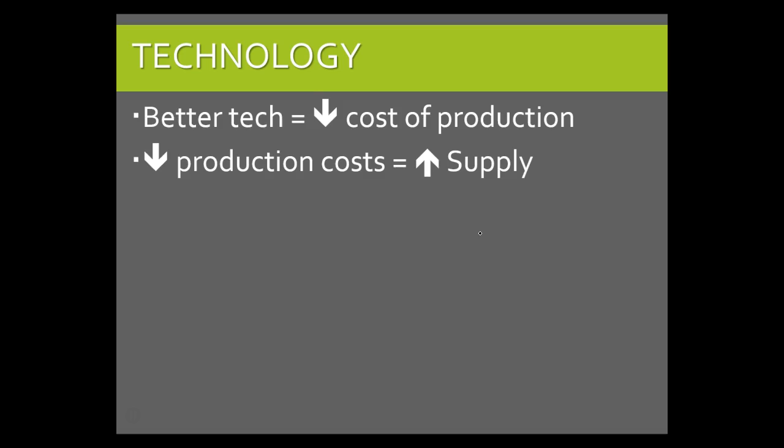When it comes to technology, when we improve our technology, it gets cheaper to make stuff. And when it's cheaper to make things, I can make more for the same amount of money. And so when I can make more for the same amount of money, I will see my supply increase or shift to the right. If we were to have some sort of loss of technology, we'd see a shift to the left.